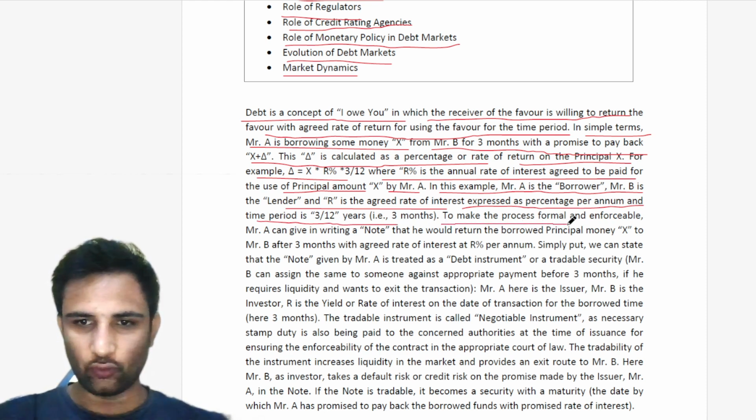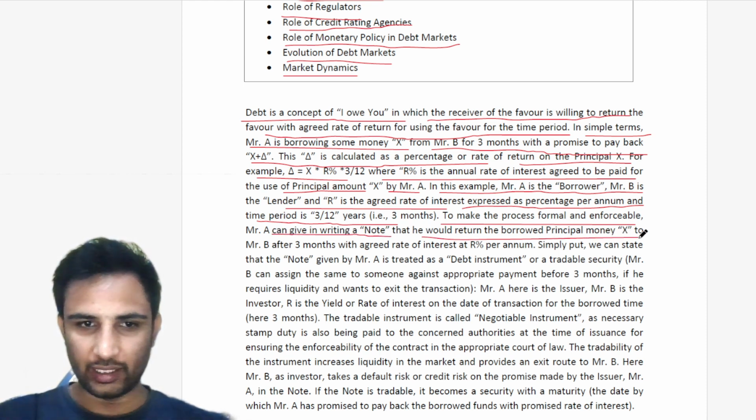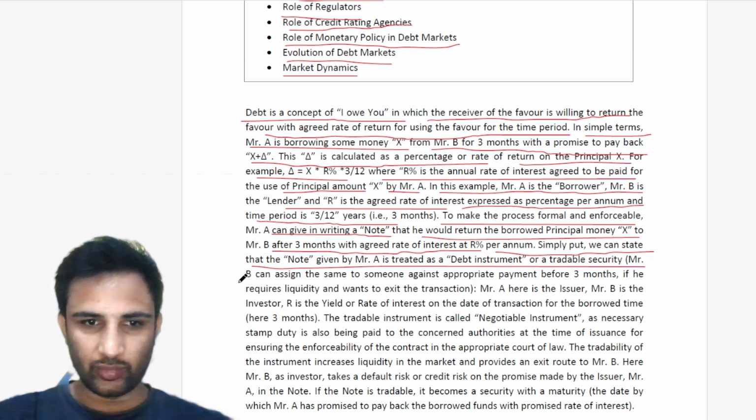To make the process formal and enforceable, Mr. A can give in writing a note that he would return the borrowed principal money X to Mr. B after 3 months with the agreed rate of interest at R percent per annum. Simply put, we can state that the note given by Mr. A is treated as a debt instrument or a tradable security. Mr. B can assign the same to someone against appropriate payment before 3 months, if he requires liquidity and wants to exit the transaction.